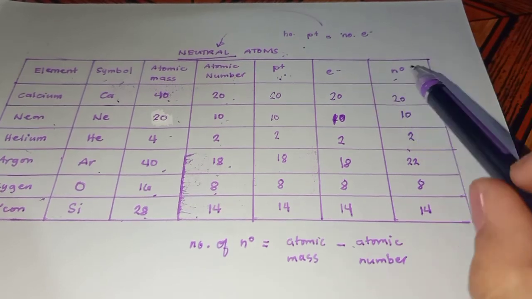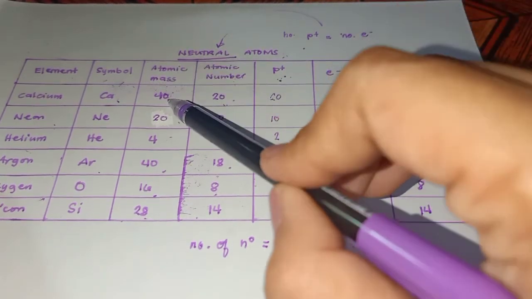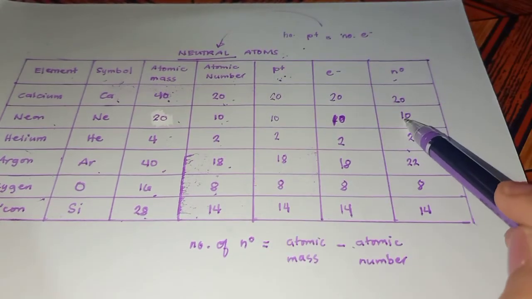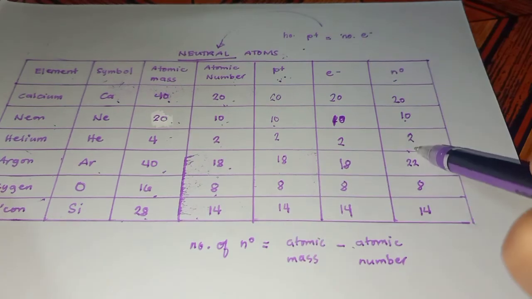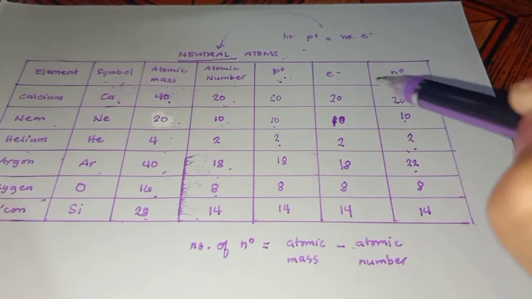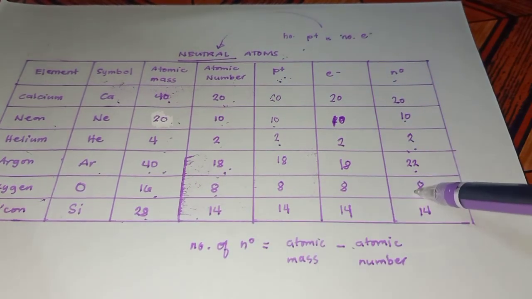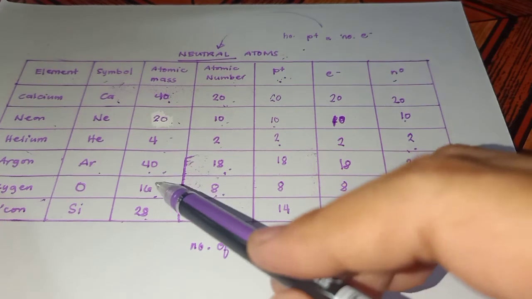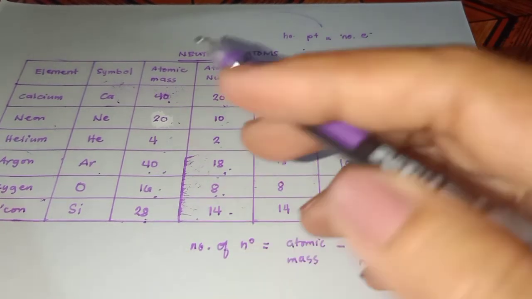And this is how you're going to check if you got the correct answer. Alright, so we have here 10 plus 10. We have 20 atomic mass for neon. 2 plus 2, atomic mass for helium. 18 plus 22, so we have 40. 8 plus 8, and you'll come up with the atomic mass of oxygen. 14 plus 14, that will give you 28, which is the atomic mass of silicon.